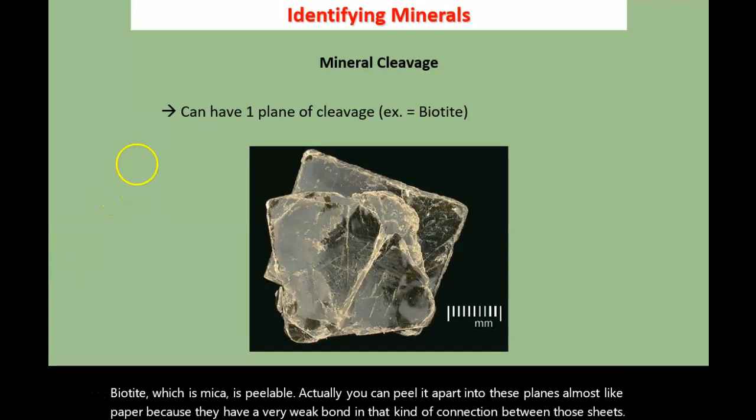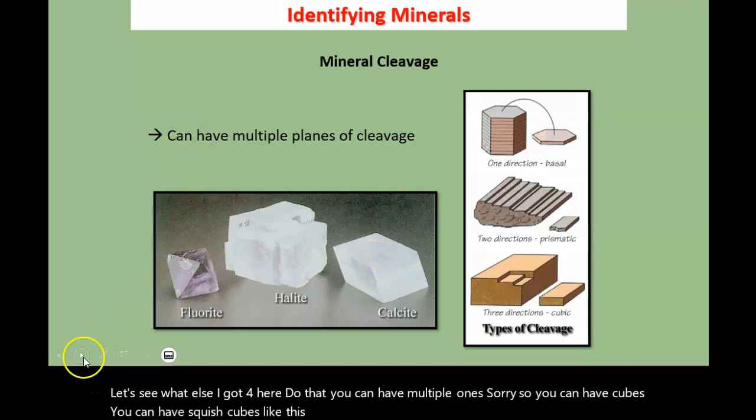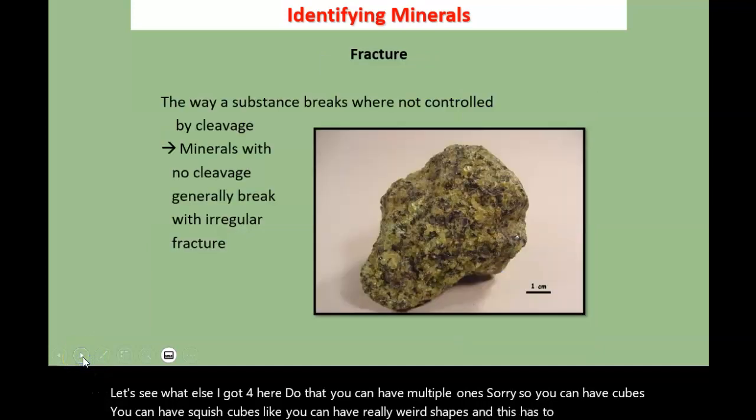Let's see, what else I got for you. Yeah, you can have multiple ones, sorry. So you can have cubes, you can have squished cubes like this. You can have really weird shapes, and this has to do with, same thing, the weakness in the bonds.